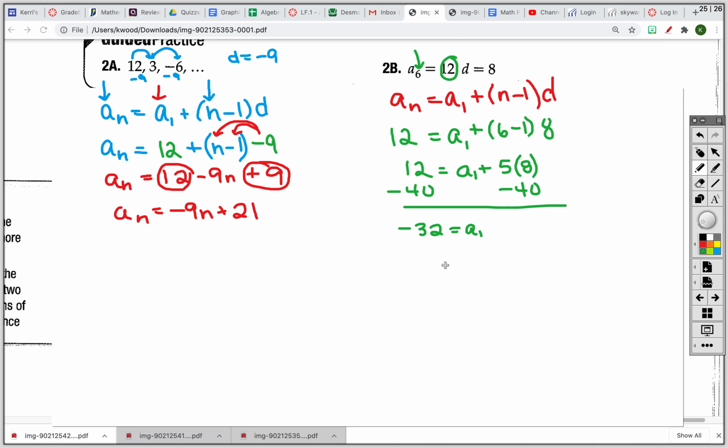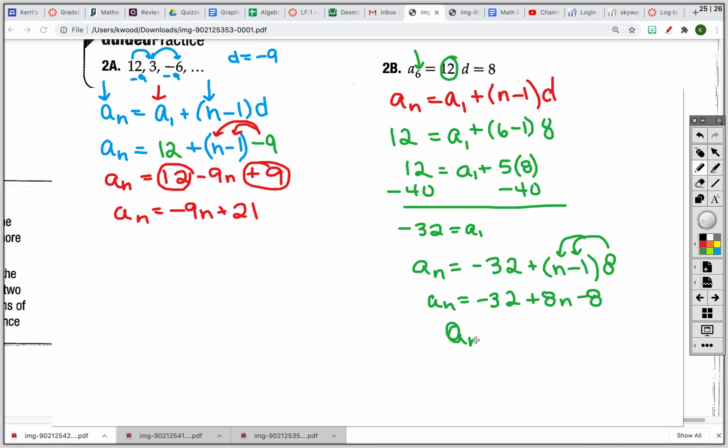So now I put it into the generic format. So for any term in the sequence, I take the first term, which is negative 32, and I do n minus 1 times the common difference, and the common difference is 8. I distribute. So a of n is equal to negative 32 plus 8n minus 8. Combine like terms. A of n is equal to 8n minus 40. And that is my equation for this set of numbers.